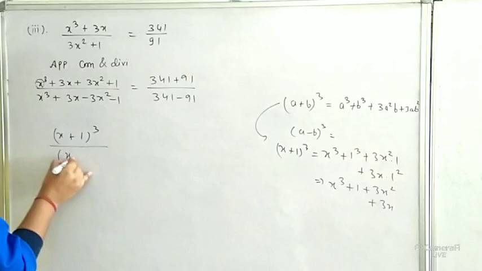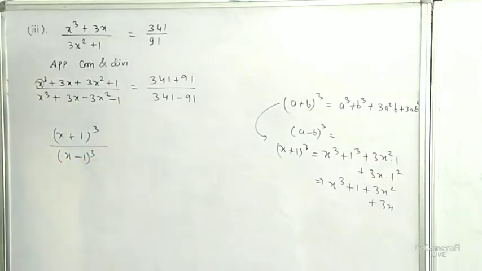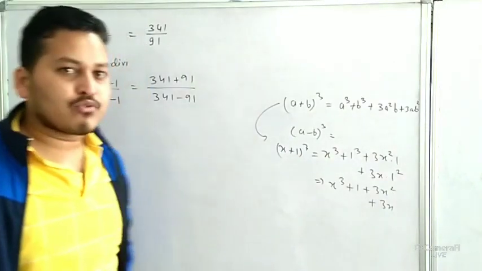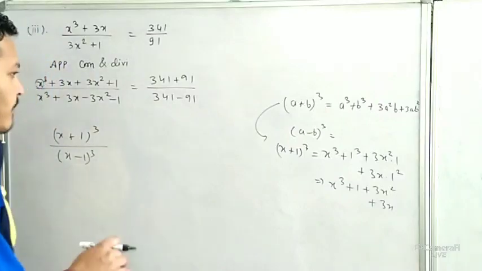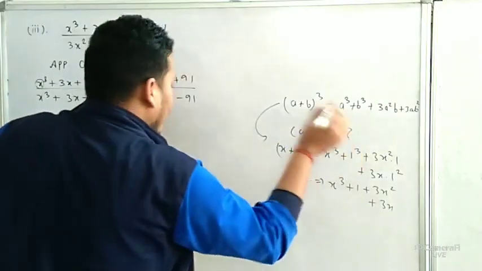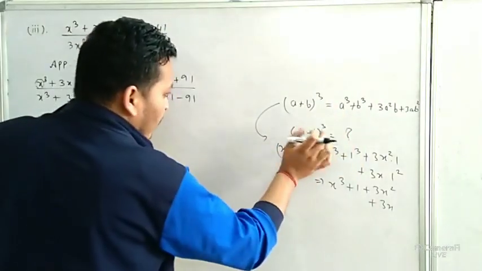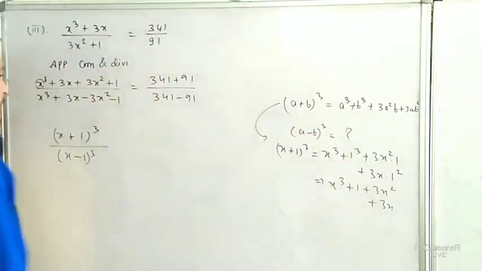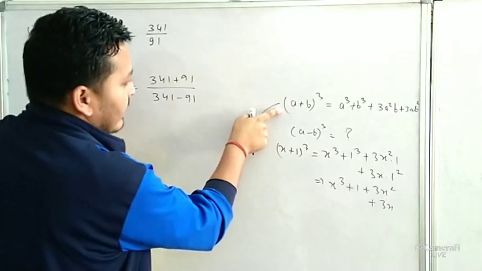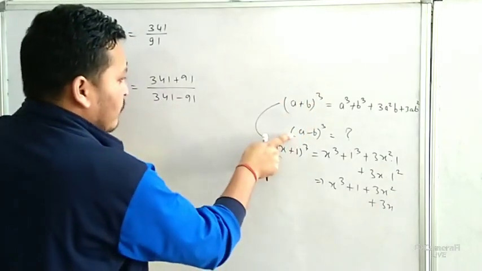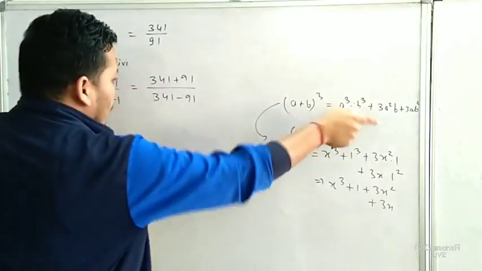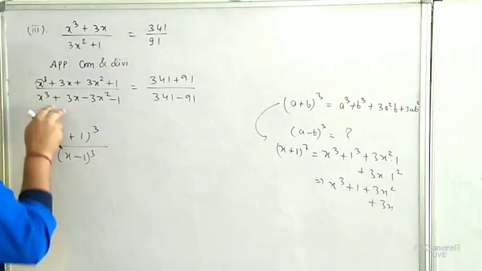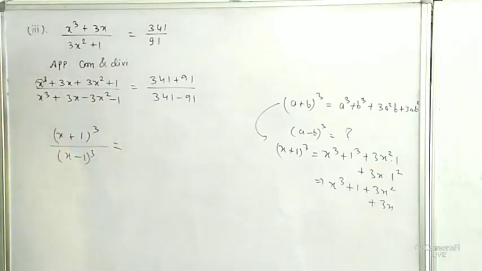formula of x minus 1 whole cube. The numerator is the formula of x plus 1 whole cube and the denominator is in the form of a minus b whole cube. So this is your answer to the question. So try to find what is the formula of a minus b whole cube. After that, when I tally it with a plus b whole cube, similarly you can tally a minus b whole cube with this part. So then you will get x minus 1 whole cube.